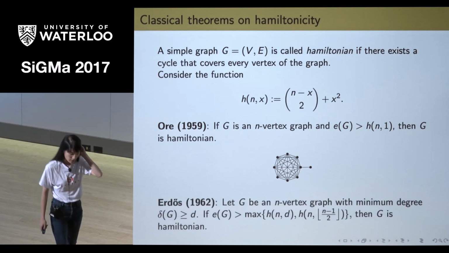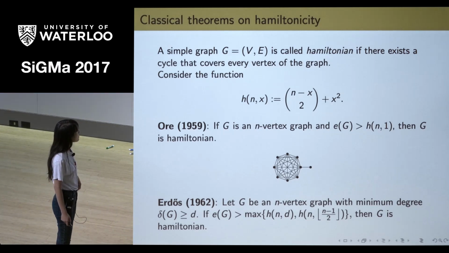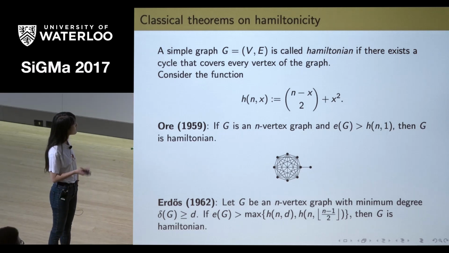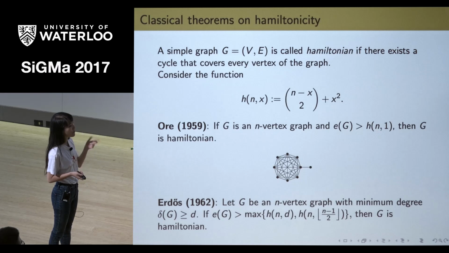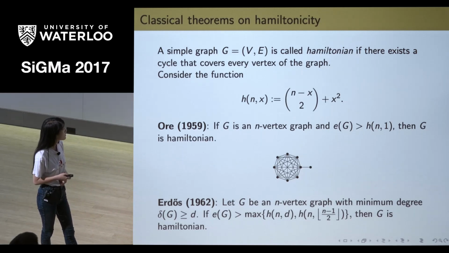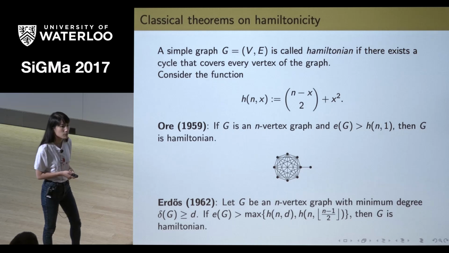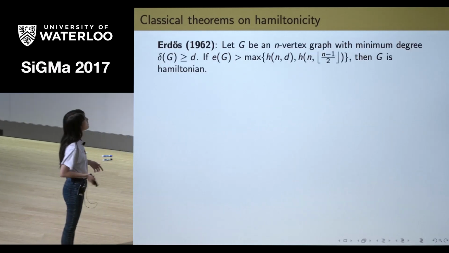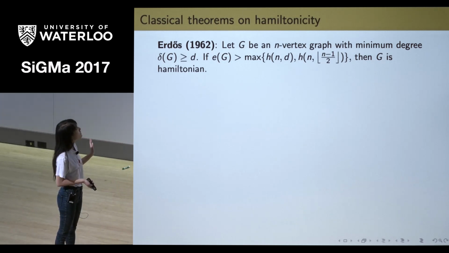So a couple years later, Erdős proved this extension of Ore's result. Fix a graph G with minimum degree at least some prescribed d. d should be at least 2 for this problem to be interesting. Then if the number of edges is greater than the maximum of that quantity, G is Hamiltonian. Okay, and so let's just look at the proof. Actually, I thought I would run out of time, so I cut out every single other proof, so this is the only one.